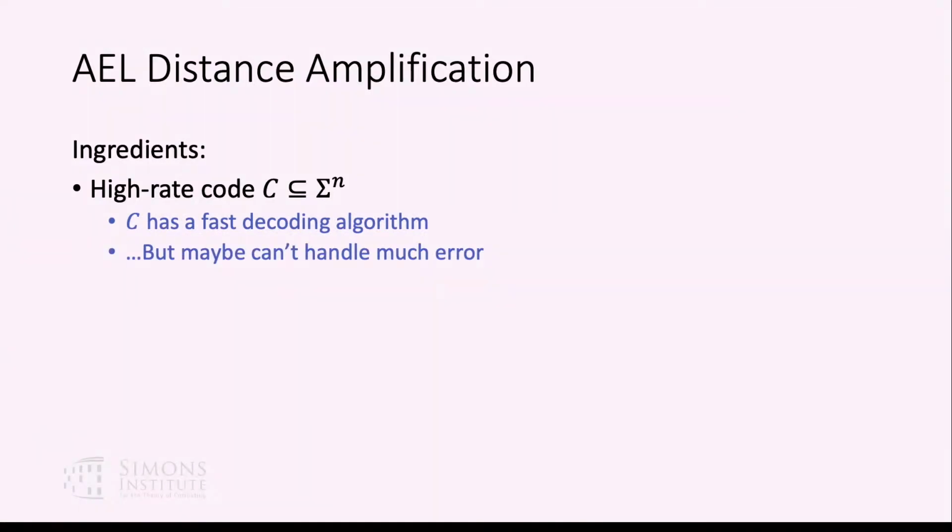So imagine this is something we get after doing this locality thing. So we have a code C, it's very high rate, like maybe we've tensored it up, so it still has very high rate, but it has teeny tiny distance. We have super fast algorithms for it, but it can only handle a little bit of error corresponding to that teeny tiny distance. And we want to make it handle more error. So that's ingredient number one.